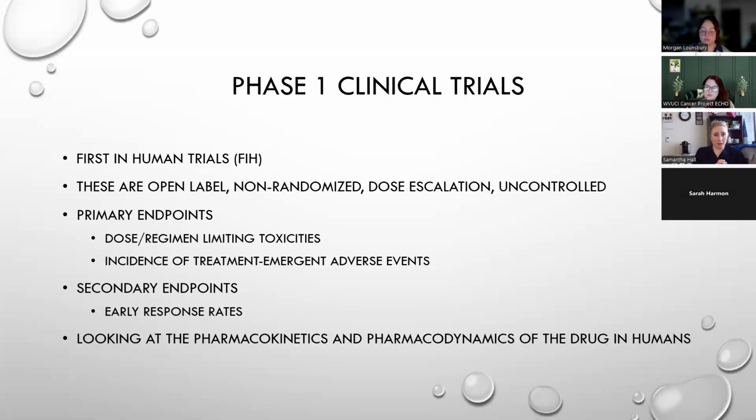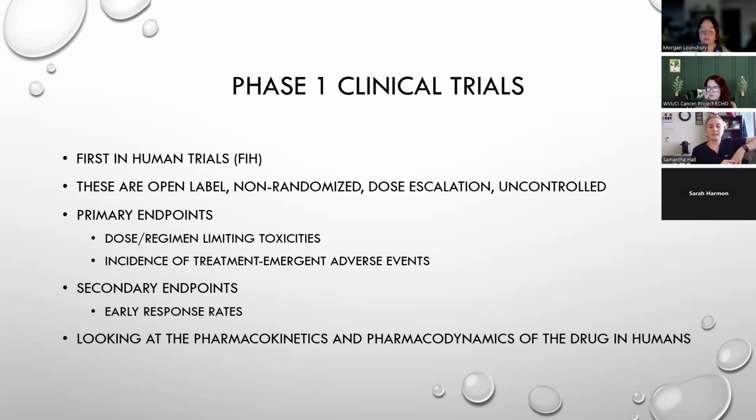So like I said, phase 1 is the first in human trials. So a drug got tried in the lab, got tried on the mice, looked pretty good. Now let's see how humans respond to it. These are open label. These are non-randomized. They are called dose escalation trials, and they are uncontrolled. The primary endpoint is actually not to see if the drug specifically works. The drug is to find out what the dose is going to be and what the rate limiting toxicities are. We also are looking for what side effects they have. A secondary endpoint is, do patients respond to it?